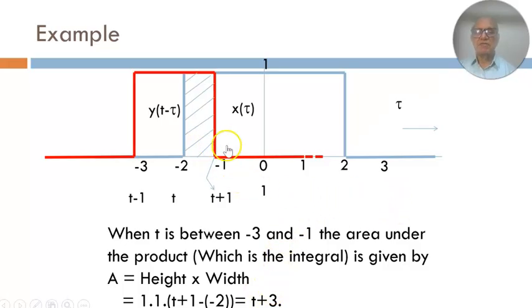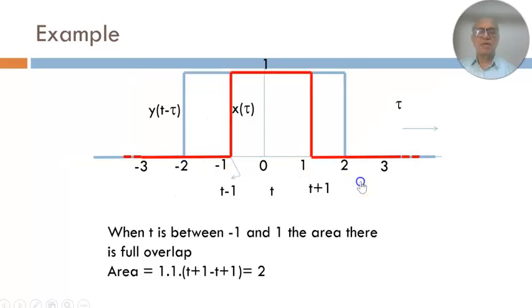Okay, let us now shift this y(t minus tau) further to the right, so that t lies between minus 1 and plus 1. In that case, you can see that this complete area for y(t minus tau) is also the area of the overlap. Note that the blue one is x(tau) and the red one is y(t minus tau). Again, as far as the product is concerned, it is 1 into 1, but the width now is t plus 1 minus t minus 1. So let us do this calculation.